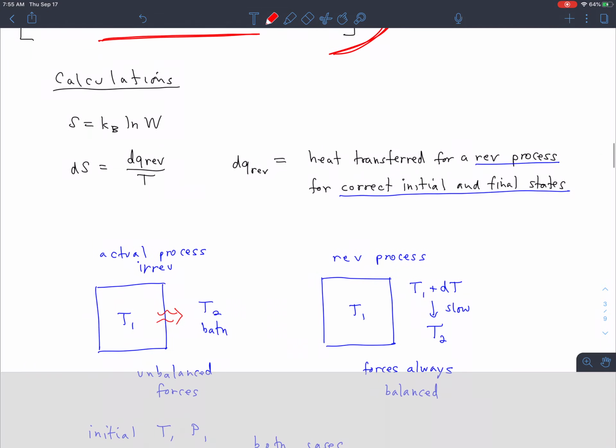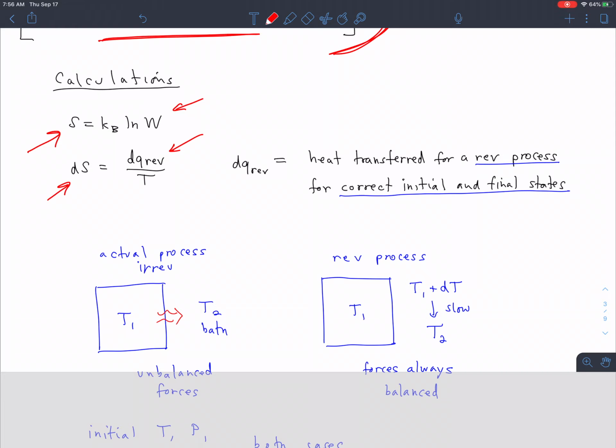All right, calculating entropy. The most basic relationship is the Boltzmann relationship, S equals k_B log W, and that has been useful in a few cases, but we've pretty much exhausted all the cases where that's useful already. It's really hard to use in any practical setting. The thing that's useful in a practical setting is this relationship, dS is equal to dq reversible over T. The fact that it's reversible heat change, though, is important.